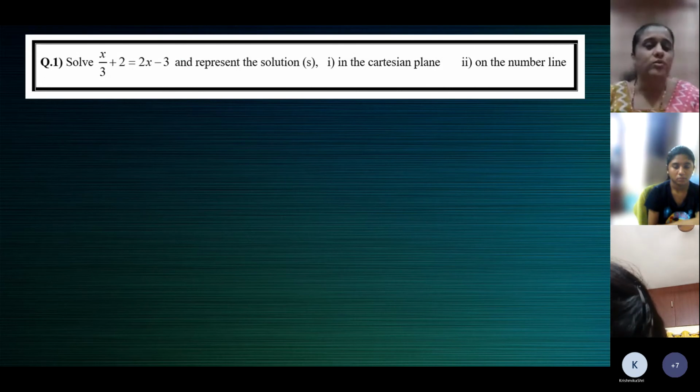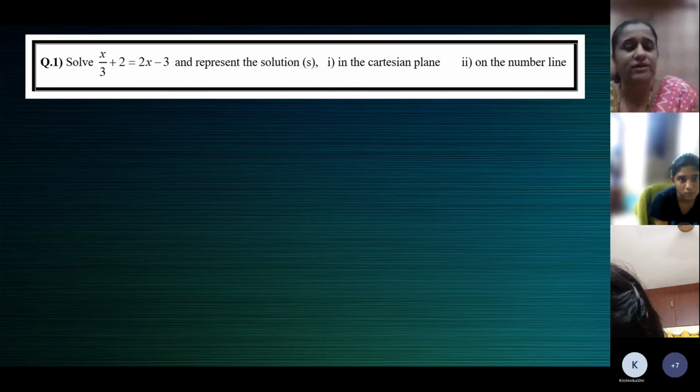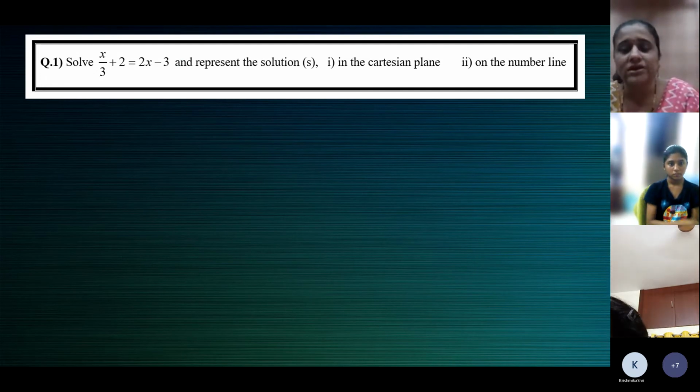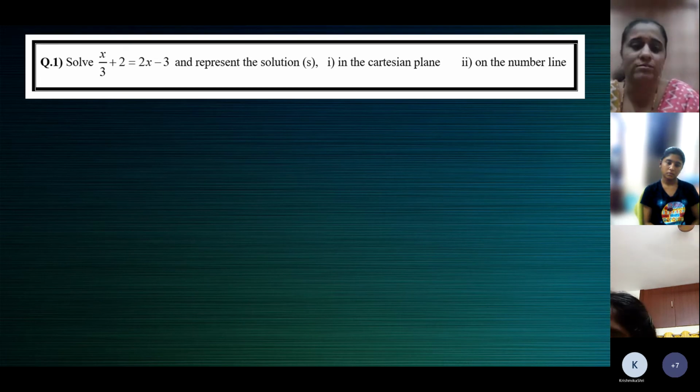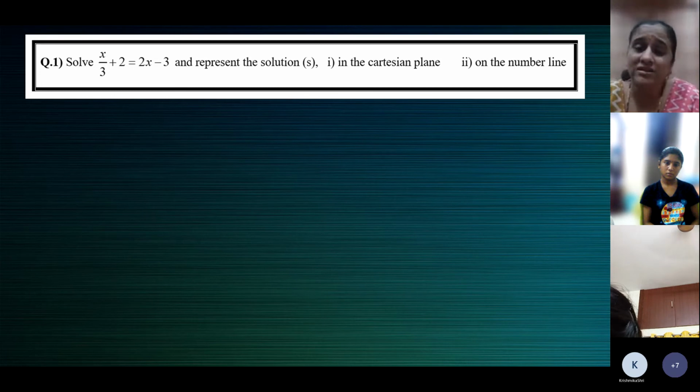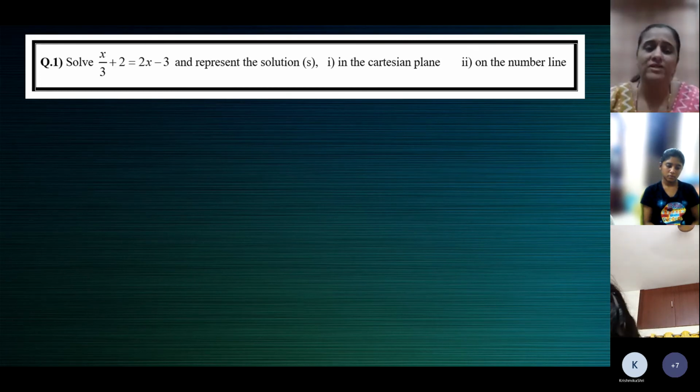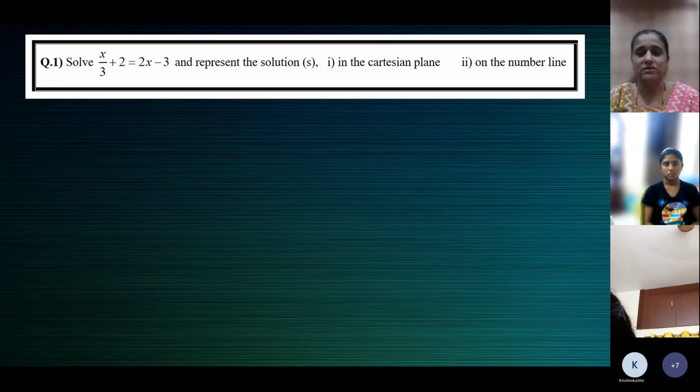Okay, so we need to solve x by 3 plus 2 is equal to 2x minus 3 and represent the solution or solutions in the Cartesian plane and on the number line. So what do we mean by this question? When can you represent the solution in the Cartesian plane? Cartesian plane meaning there should be two variables x and y. The plane in which the x-axis and y-axis lie is called the Cartesian plane.